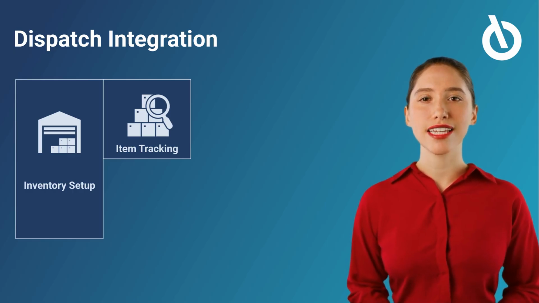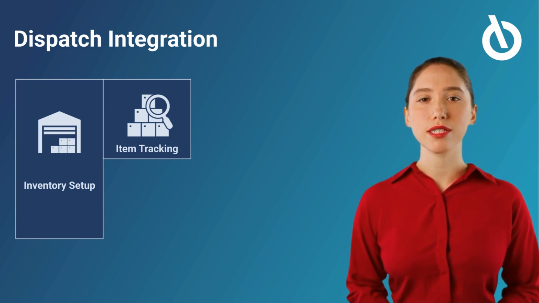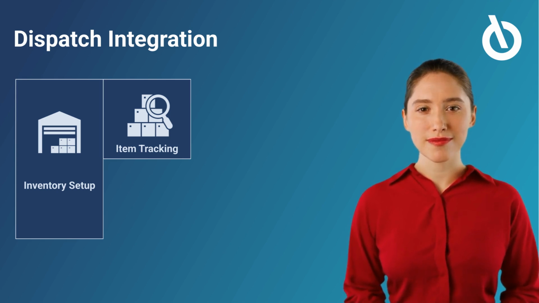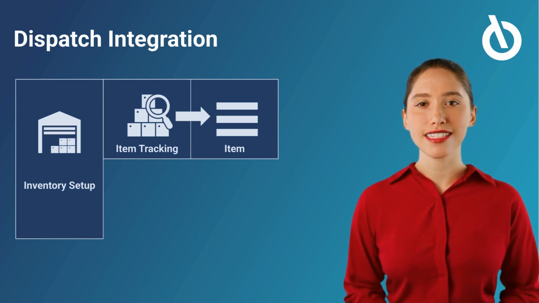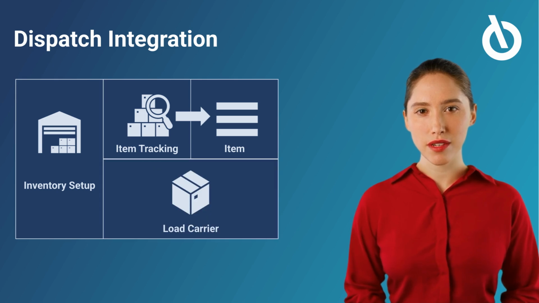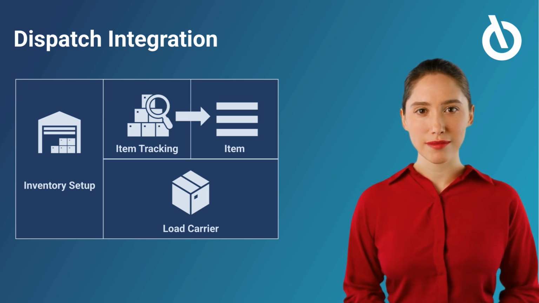Since item tracking is the basis for package or carrier tracking, appropriate item tracking must be set up. This item tracking must then be assigned to the items that are put away together with their carriers. In the system, the usual carriers that are used for putting away or dispatching items must also be set up so that they are available for selection during the process.